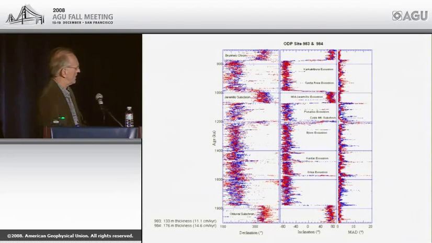And clearly in places where the MAD values go to higher values, you could reduce those by going in and actually looking at the individual Zijderveld plots. But this is calculated in this diagram on a particular demagnetization interval, 20 to 80 millitesla.